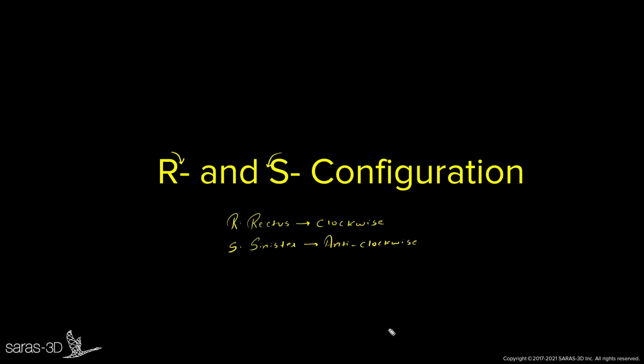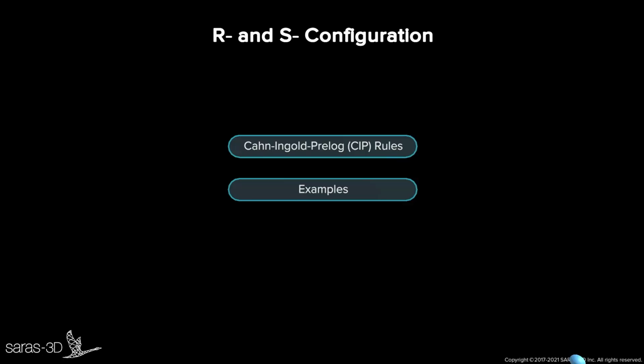So in this way we assign the configuration R and S to the molecule having the chiral center or the stereo center. Now how to assign the configuration to the chiral center? There is a certain set of rules to assign the configuration to the chiral centers, which are known as the CIP rules, Cahn-Ingold-Prelog rules. So we will first learn the CIP rules to assign the configuration, and after that we will see the examples.